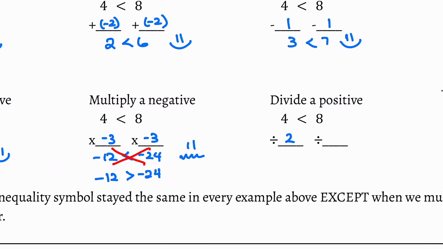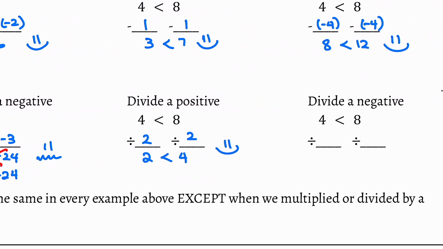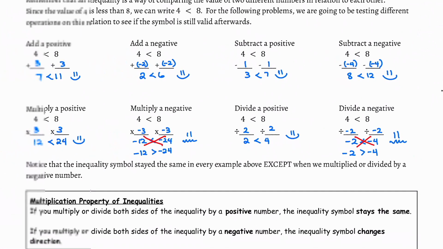If I divide both sides by 2, 4 divided by 2, I get 2. 8 divided by 2, I get 4. 2 is less than 4. Okay, that works. So we're back on the good trend again. And let's go ahead and divide by a negative number. 4 divided by negative 2 and 8 divided by negative 2. 4 divided by negative 2 is going to be negative 2. 8 divided by negative 2 is negative 4. If you try to tell me that negative 2 is less than negative 4, that is not true. Negative 2 is actually a bigger number than negative 4. So again, we're running into this case where it didn't work.